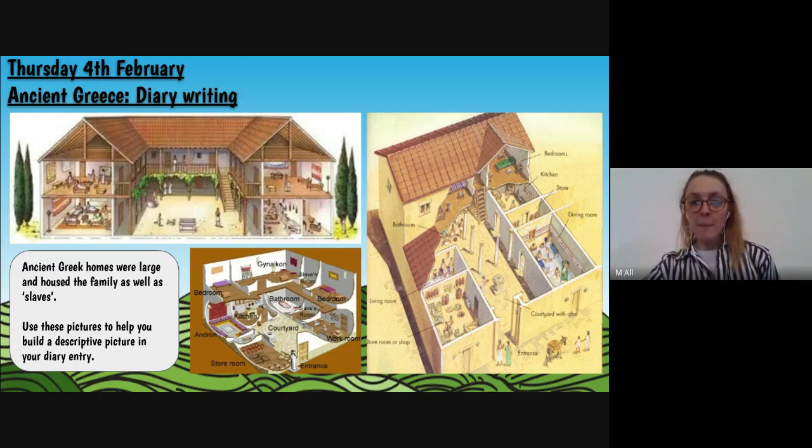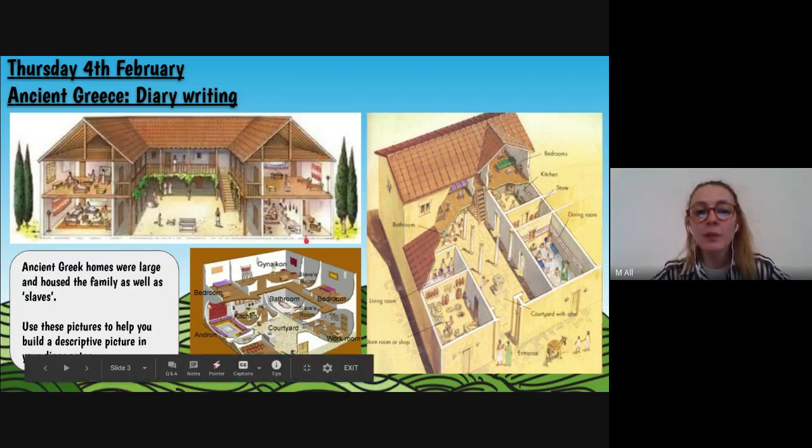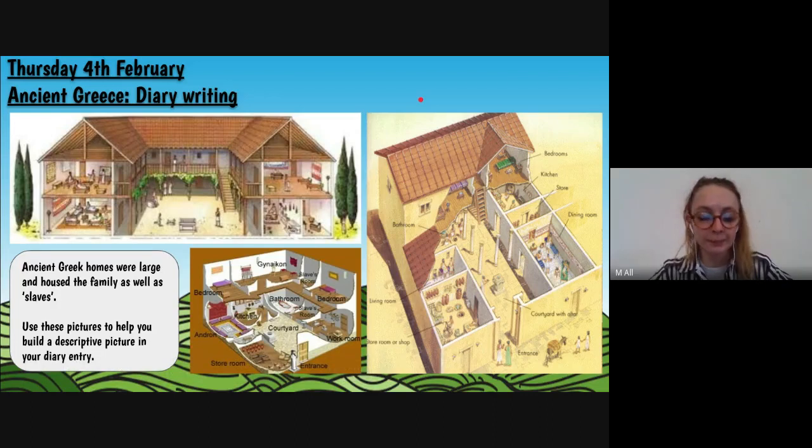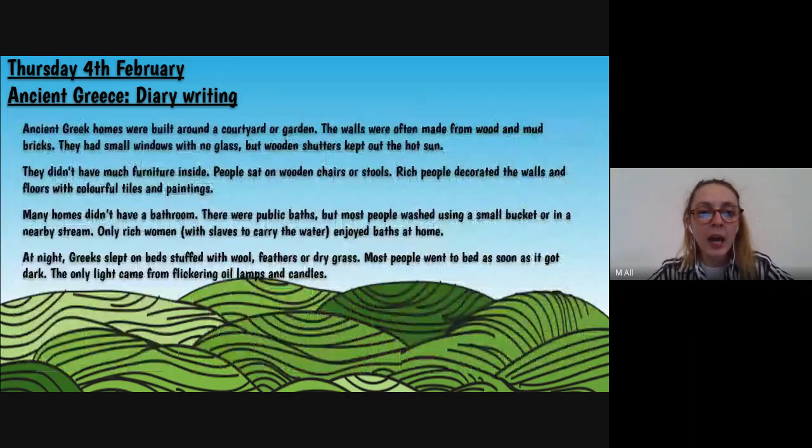But in ancient Greece, it was just standard that most people who owned houses, so again, remember we're talking about the rich people here, would have a big open courtyard. So please come back to these pictures to help you fill in any description that you're going to write in your diary entry. Right then, ancient Greek homes were built around the courtyard or garden.